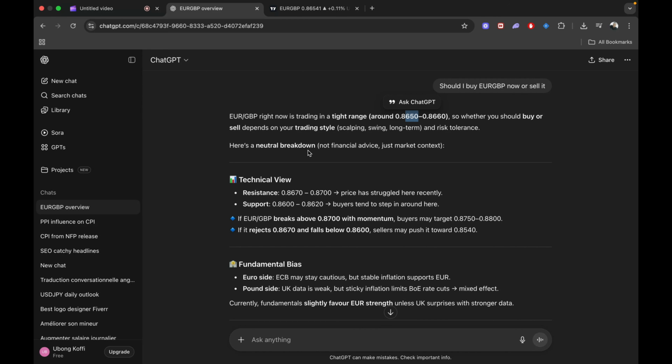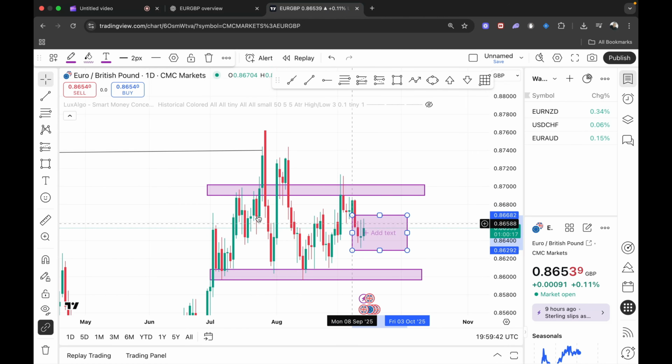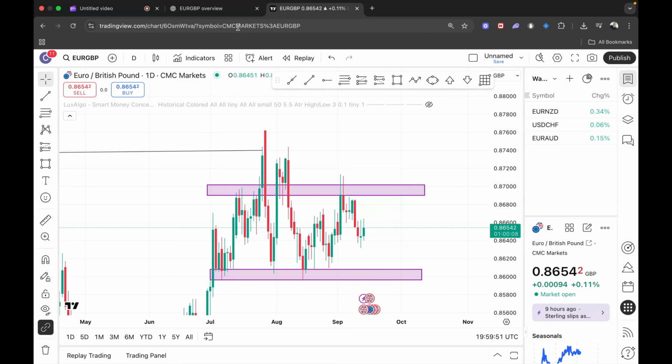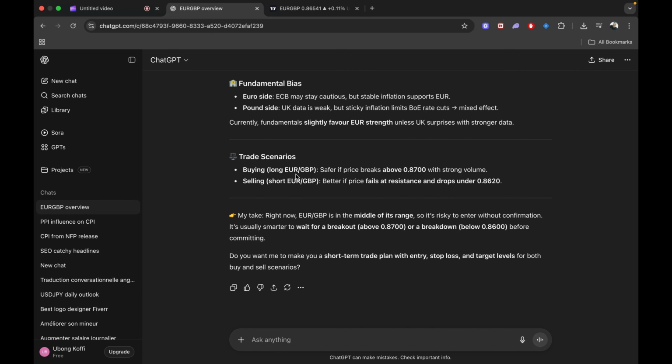Here's a neutral breakdown, not financial advice, just market context. So ChatGPT will look at everything, the technical and the fundamentals regarding this EuroJPY, and then give us a good analysis. You just have to read along with everything ChatGPT is saying here, and from there you can know what to do. So buying EuroJPY is if price breaks above 0.87.